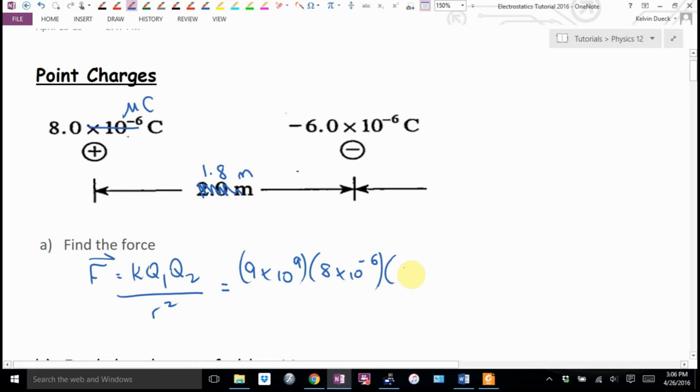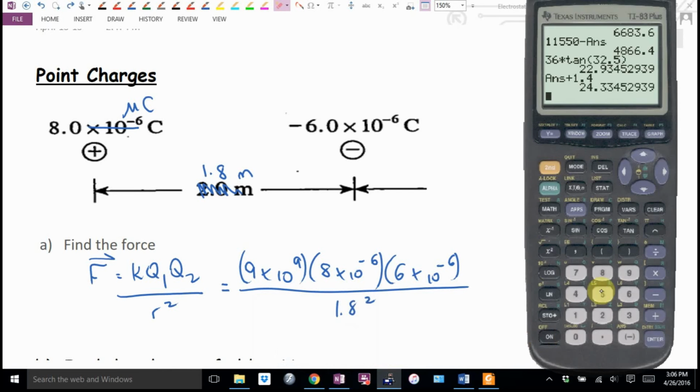Forget the signs, right? So 6 times 10 to the negative 6 divided by 1.8 squared. Look up. Yeah, Colin, you too, look up. What would that be with no squared? That's potential energy, okay? Sadly, don't get them mixed up. Oh, but if it was potential energy, I would have put the negative in. I'm going to get 9 times 10 to the 9th, 8 times 10 to the negative 6, 6 times 10 to the negative 6 divided by 1.8 squared. And I get a force of 0.133 newtons.